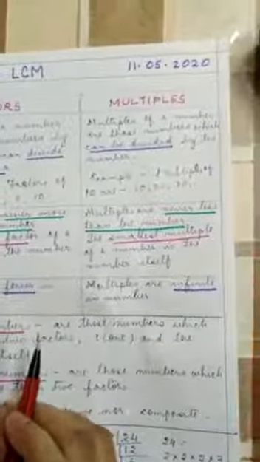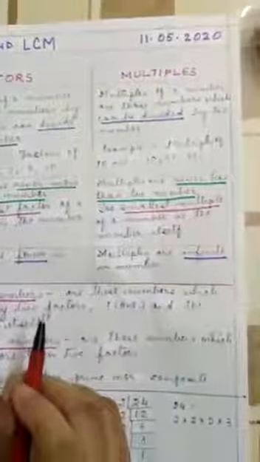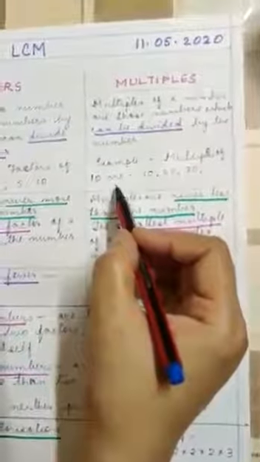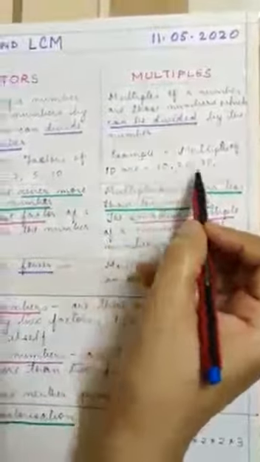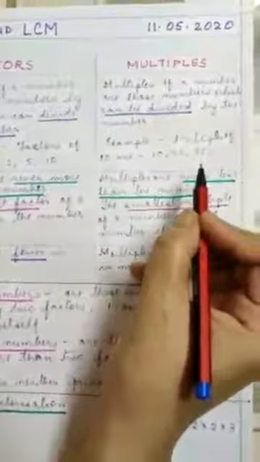Now what are multiples? Multiples of a number are those numbers which can be divided by the number. For example, you have to find the multiples of 10. Multiples of 10 are 10, 20, 30, 40, 50 and so on. All those numbers which can be divided by 10 are called multiples of 10.